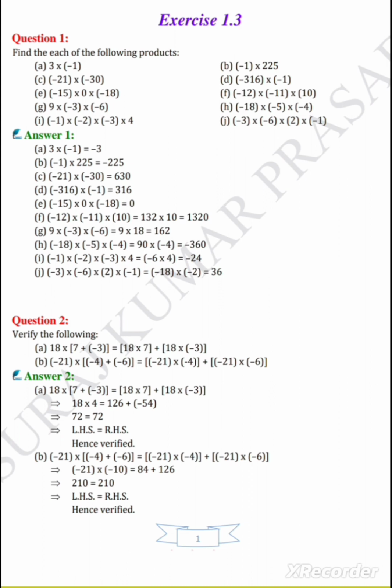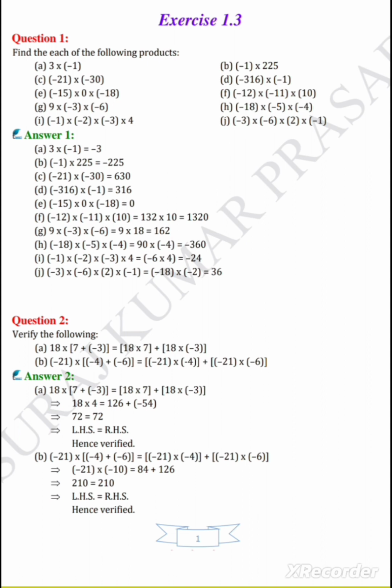And E. Minus 15 into 0 into minus 18. When we see this equation, we must get a thought: if any number is multiplied by 0, the answer is 0, and without multiplying the other two numbers, we can say the answer is 0.